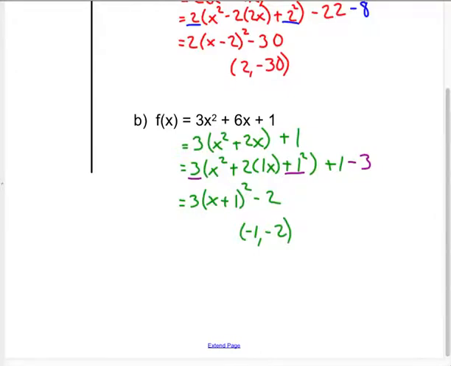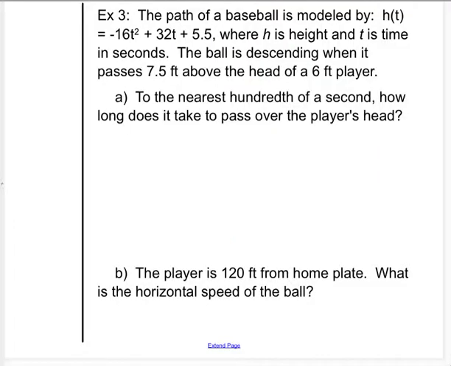So that's the process of completing the square to put the standard form equation into a vertex form equation. Now we're going to take a look at an application problem. So we've got this path of a baseball modeled by the function h of t equals negative 16t squared plus 32t plus 5.5. h of t, the answer, represents the height of the ball, and t is the time in seconds, how long the ball has been traveling.